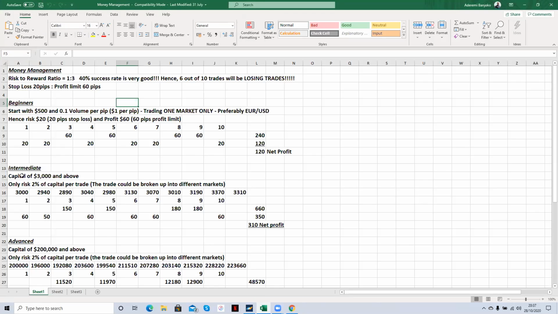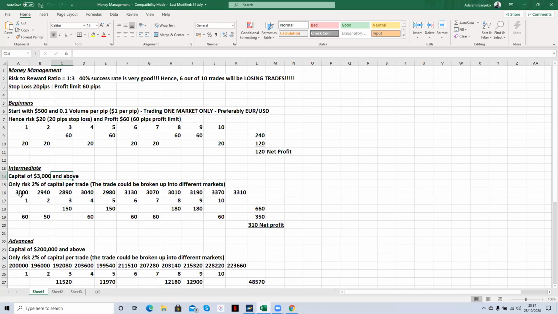Okay, so let's now come to 3,000 and above. When you're trading 3,000 and above, as you know, you only risk 2% of your capital per trade. So this is where you have to bring out a calculator. It's always 2% of whatever capital you have in your account that you risk per trade. Like I said, this is not exact mathematics. It's just done to make it simple. But when you are trading, you need to make it exact.